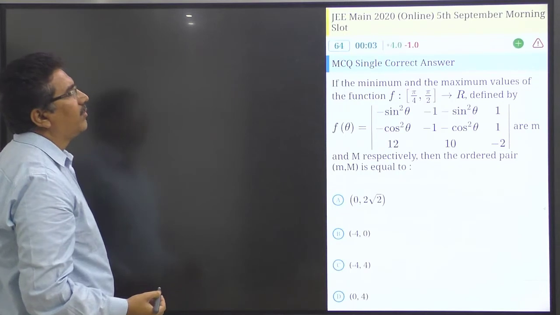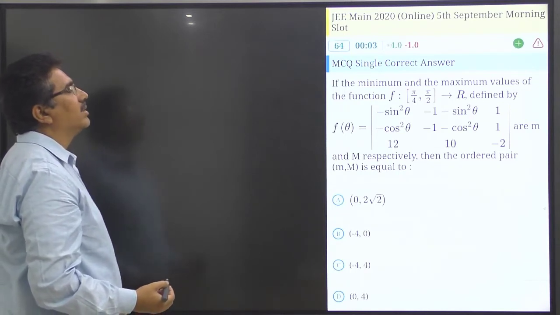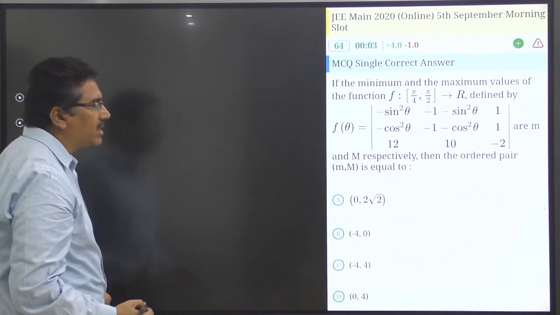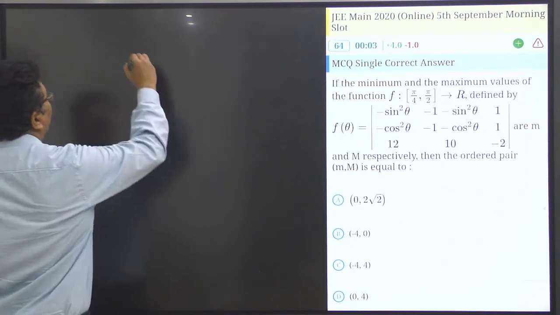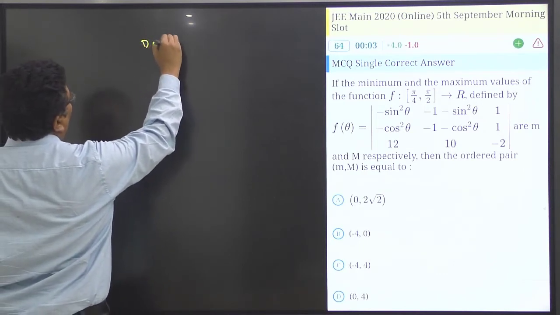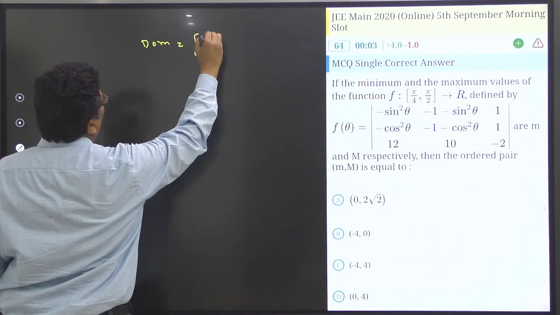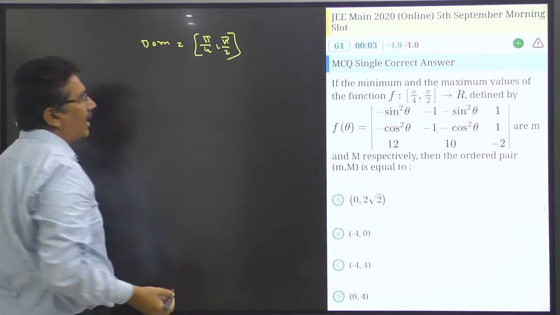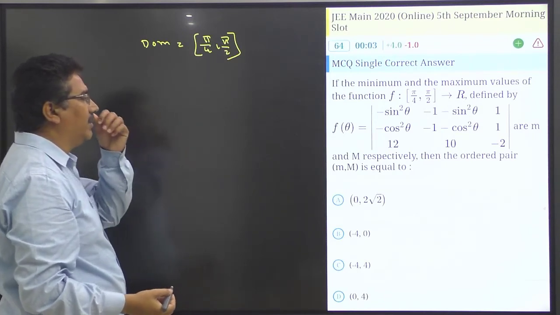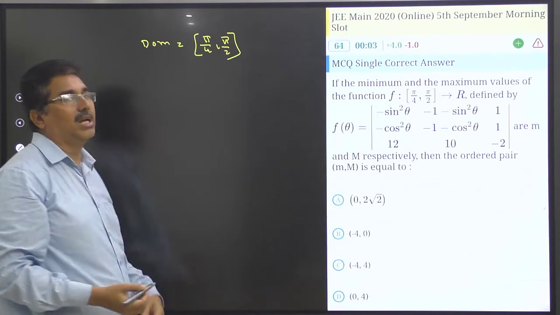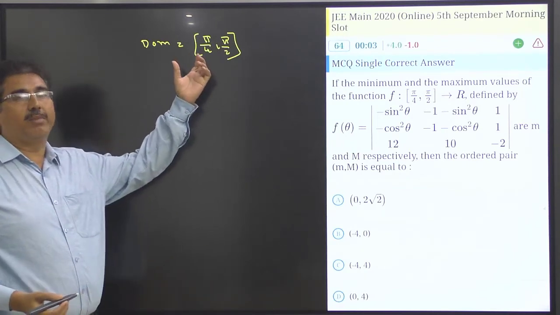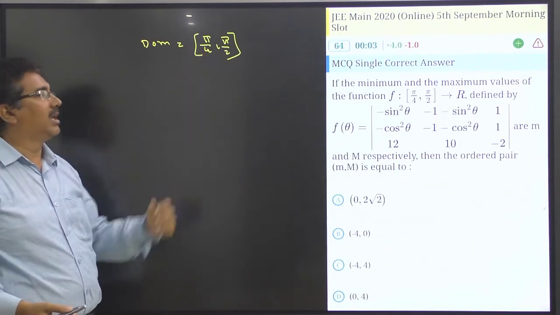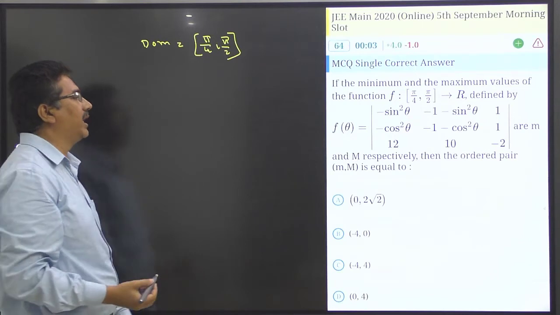If the minimum and maximum values of the function f are defined on the domain, here it is mentioned that the domain of f is the closed interval [pi/4, pi/2]. Now our aim is to find the minimum and maximum values of f over the domain [pi/4, pi/2]. Keep this in mind, the domain. First find f of theta.